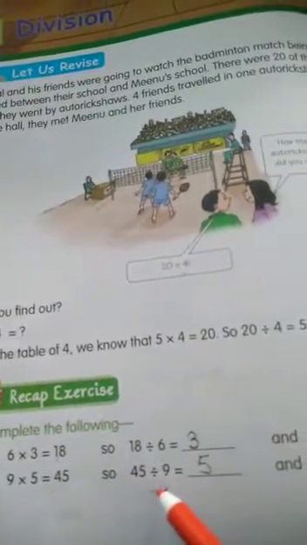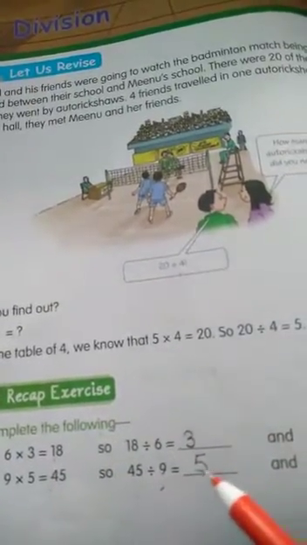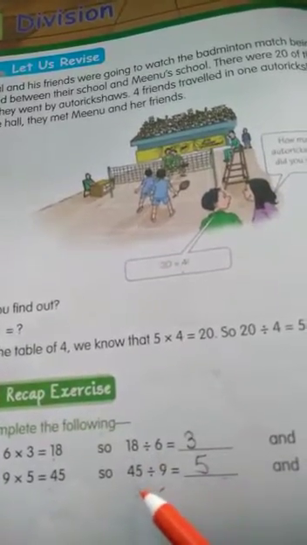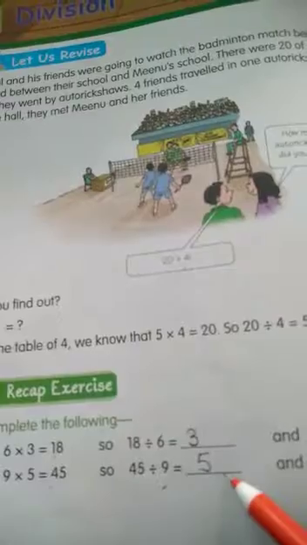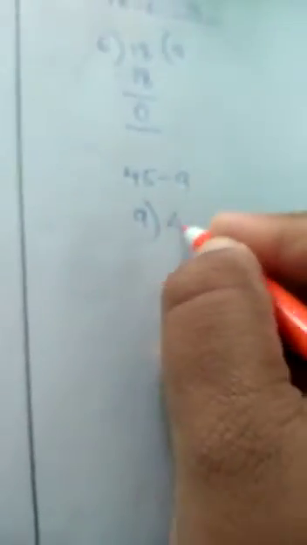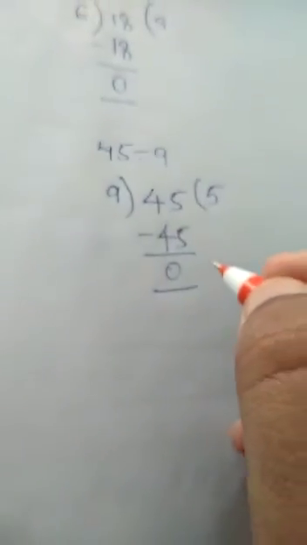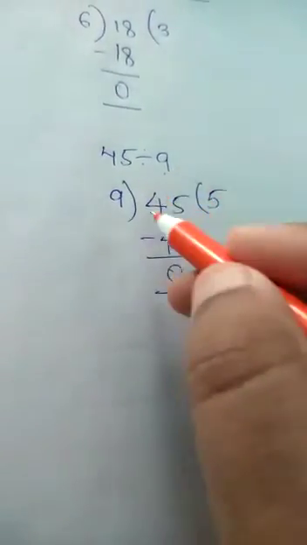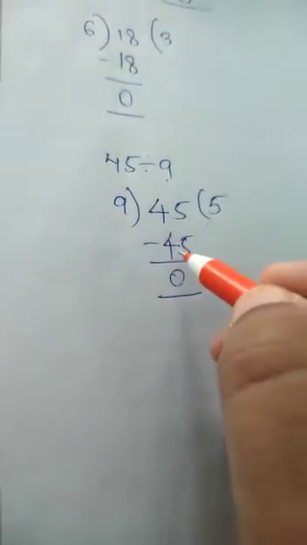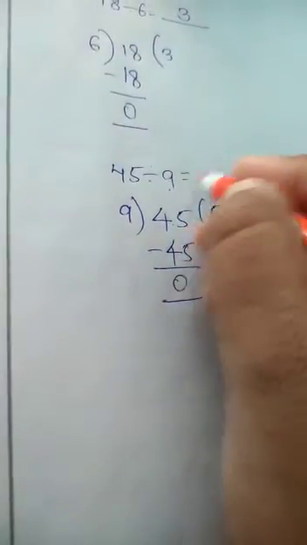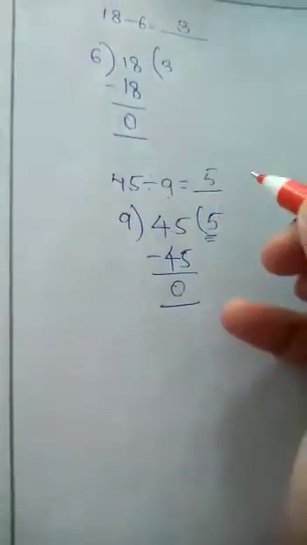So 45 divided by 9 equals dash. How we did 18 divided by 6? Similarly, we do 45 divided by 9. 9 5s are 45. 45 minus 45, 0. So the answer is 5. 45 divided by 9 equals 5.